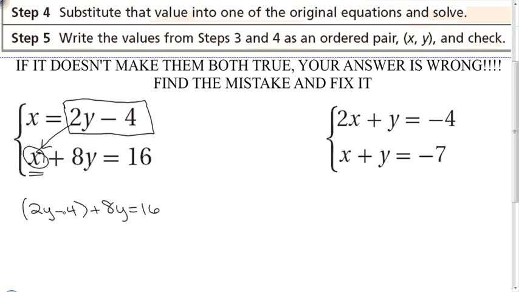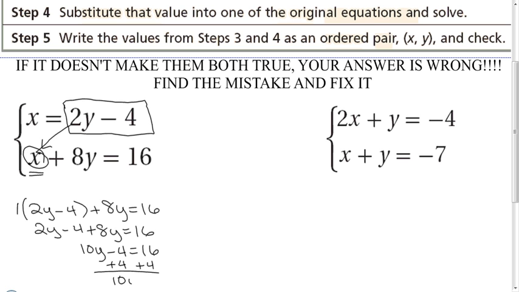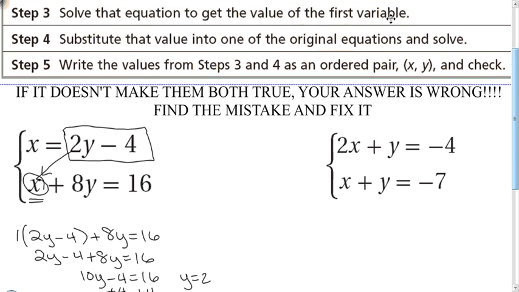And so when I solve, I'm going to distribute. There's nothing here to distribute. It's just a 1. So I have 2y minus 4 plus 8y equals 16. And so that gets me 10y minus 4 equals 16 when I combine my like terms. And now to isolate the value of y, I'm going to get 10y equals 20. And finally, I can divide by 10 to get that y equals 2. Once I know that value, I've completed step 3.